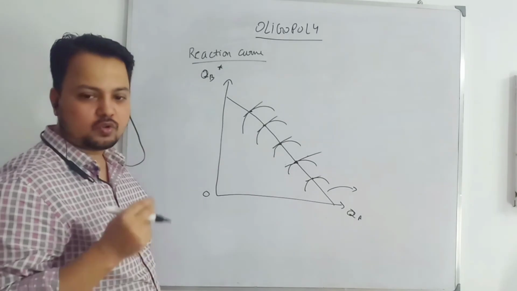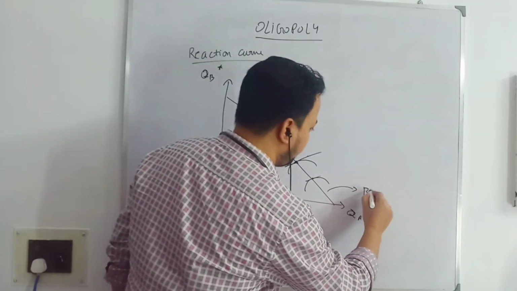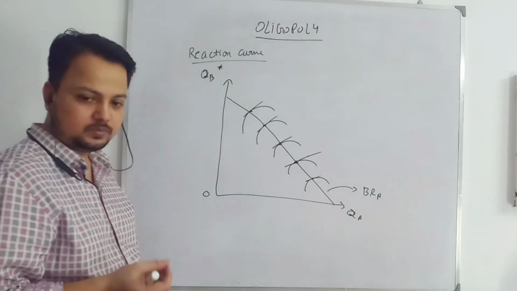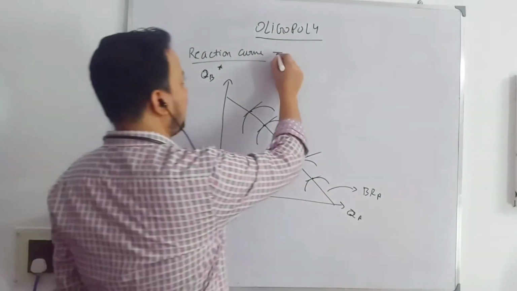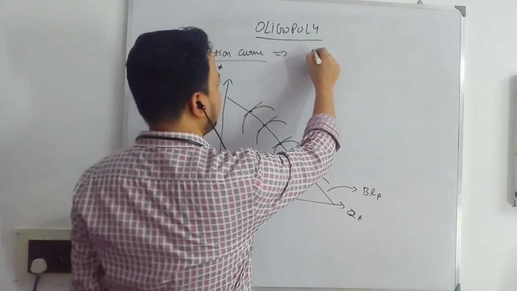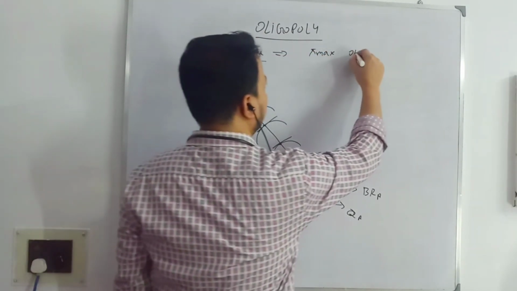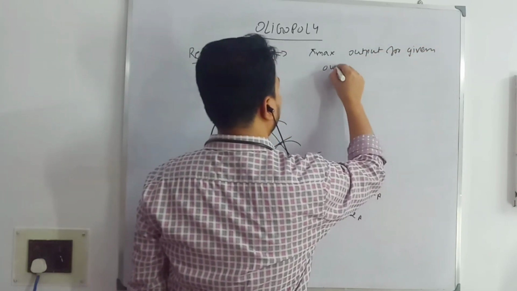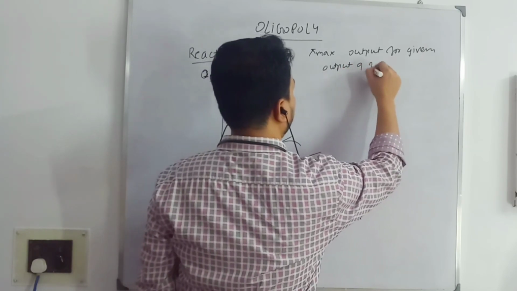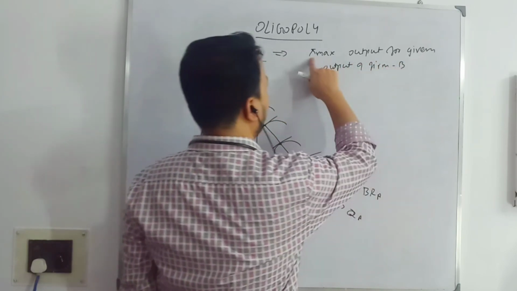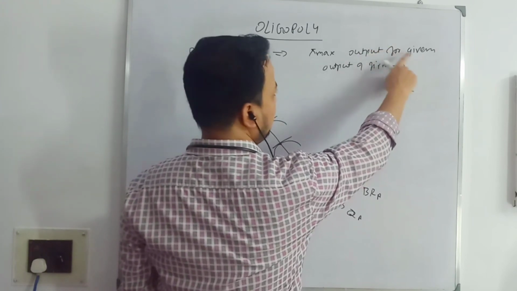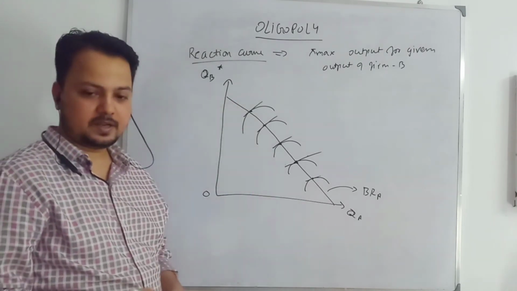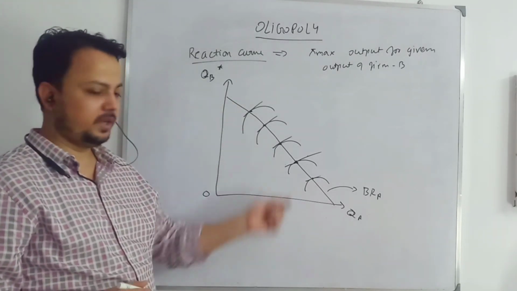The reaction curve of firm A is also called the best response of firm A, so it is a profit maximizing output. What is a reaction curve? The reaction curve gives us firm A's profit maximizing output for a given output of firm B. This is the way we derive the reaction curve for firm A.